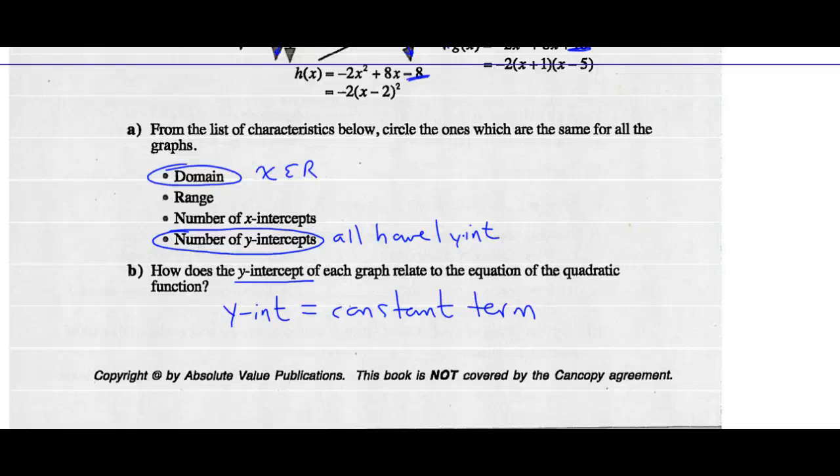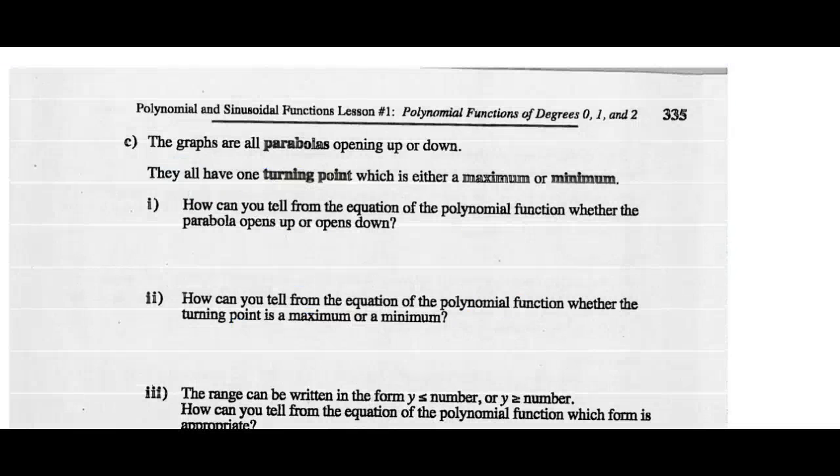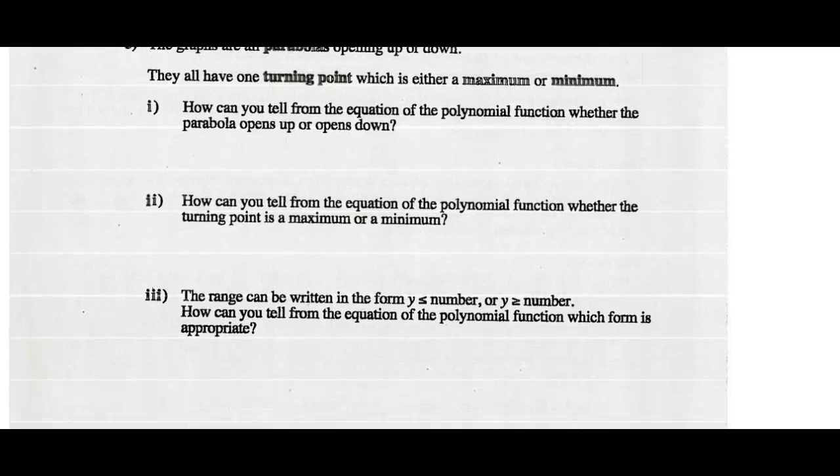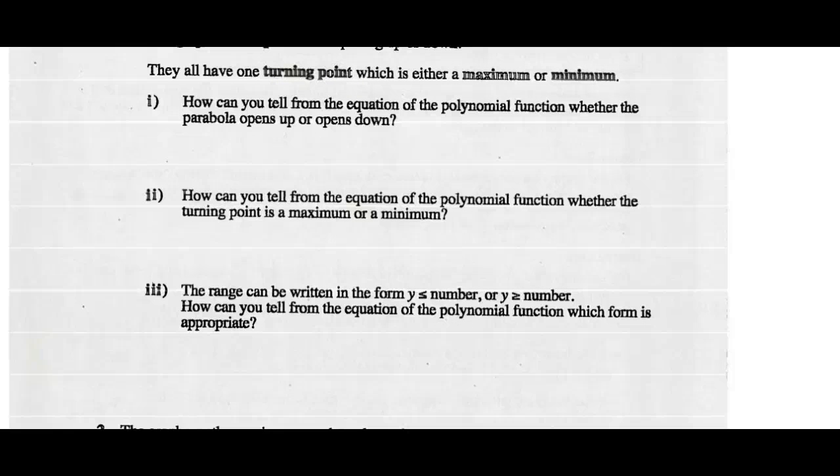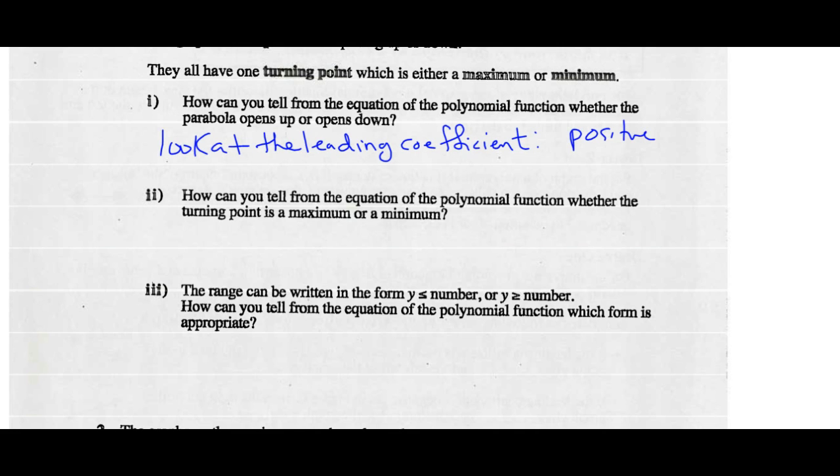Part C. The graphs are all parabolas opening up or down. They all have one turning point with either a maximum or a minimum. How can you tell from the equation of the polynomial function whether the parabola opens up or opens down? Again, if we look at the leading coefficient, if it's positive, the graph opens up. If it's negative, the graph opens down.